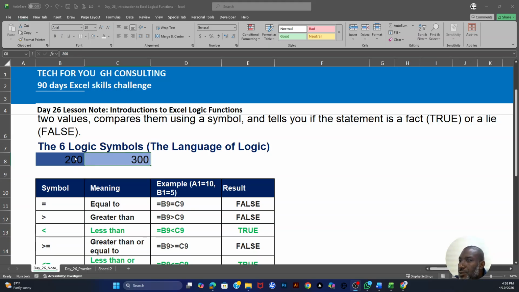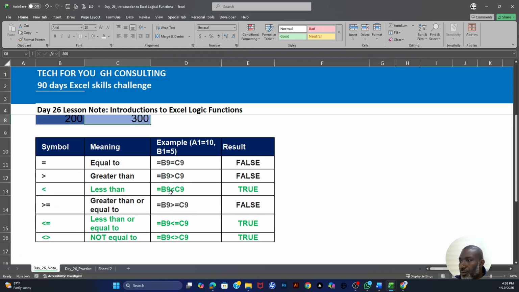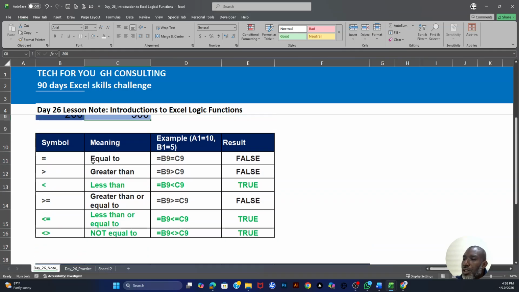If you look at this, we have 200 in B9, and then we have 300 in C9. Now the greater than sign says, is B9 greater than C9? And the answer is false, because B9 is 200 and C9 is 300. So that is how the comparison is done. It can only return true or false. Now let's go to the third one, which is the less than.